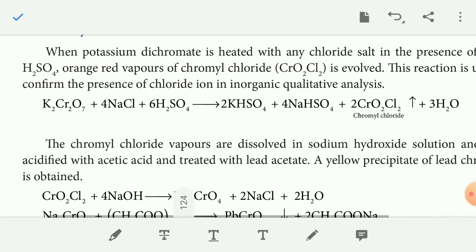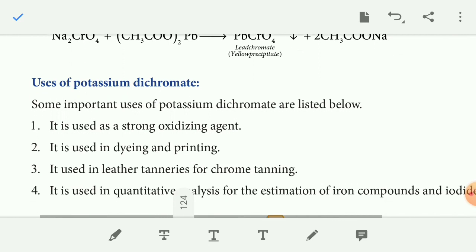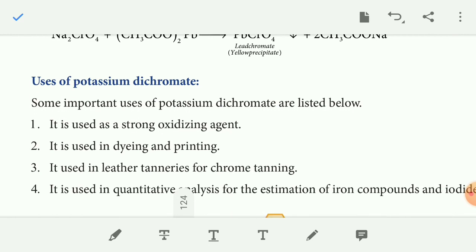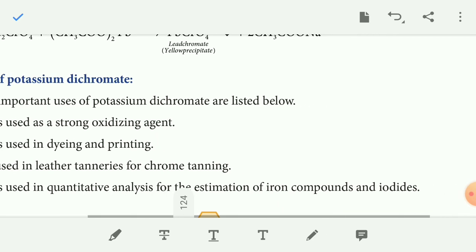Okay, the next are the uses of potassium dichromate. It is a powerful oxidizing agent. It can be used in dyeing and printing, though it is not elaborated in the uses part. It can be used in leather tanneries for chrome tanning, a leather tanning process. Then in qualitative analysis and estimation of compounds like iodides and iron compounds. Okay, these are the uses of potassium dichromate.